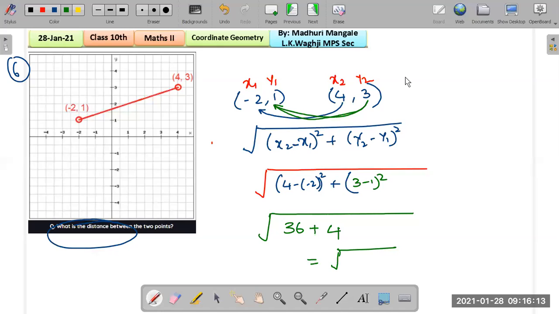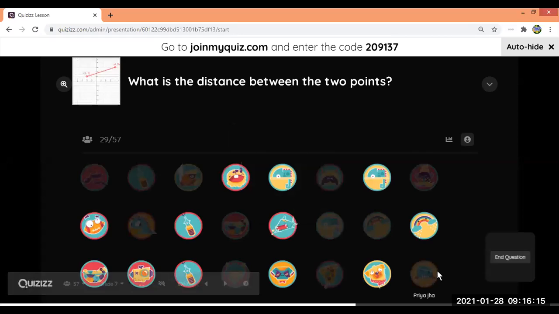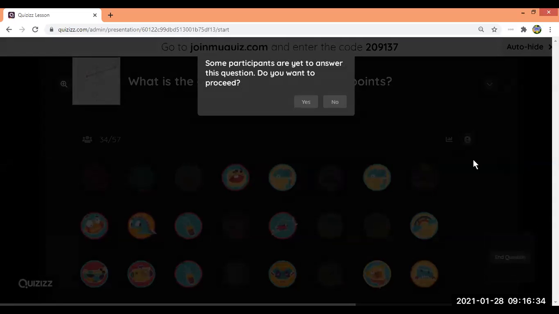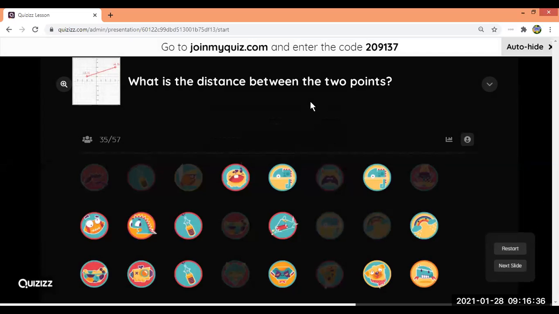Okay, let's see how many of you have already submitted. Great. Another 5 seconds, and we are going to move to the next question. Quickly submit your answers. This is super easy. Simple calculation. Okay, let's end it and see how many of you have got it right.